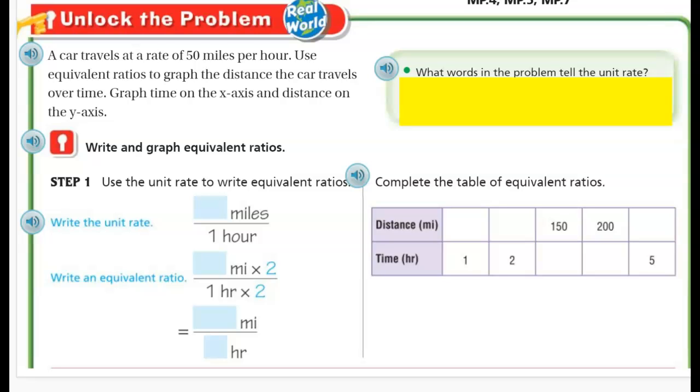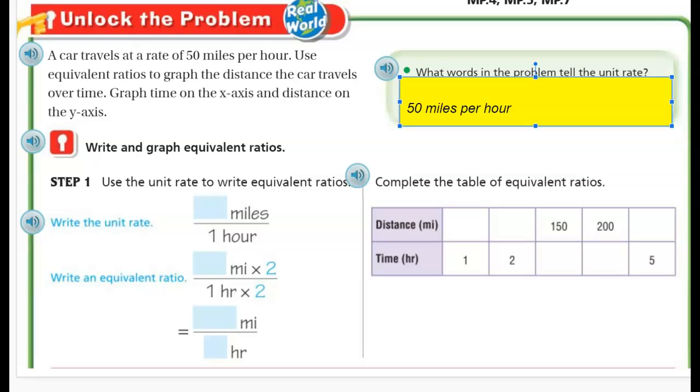So the first thing it asks you is what words in the problem tell the unit rate. Please pause the video as you type that phrase in. So the phrase you would have typed in is 50 miles per hour. Now let's go ahead and write and graph equivalent ratios.